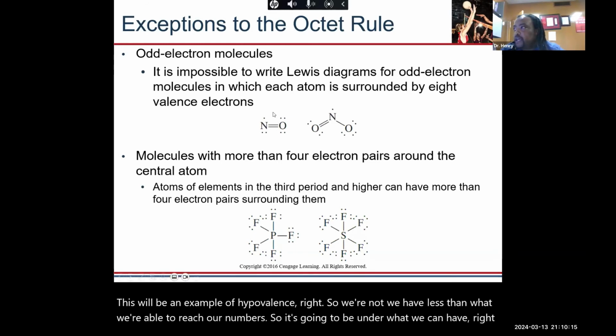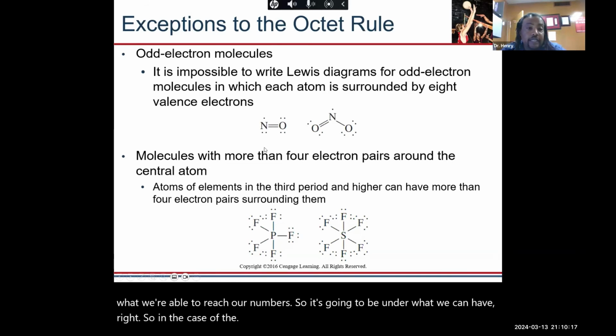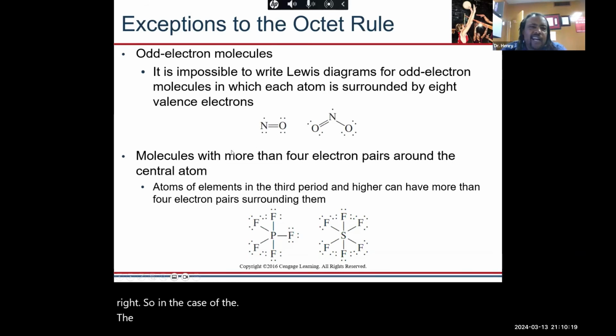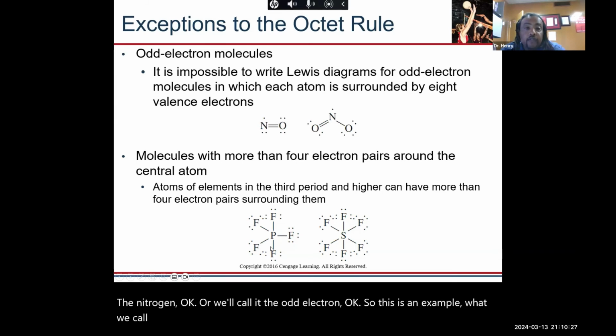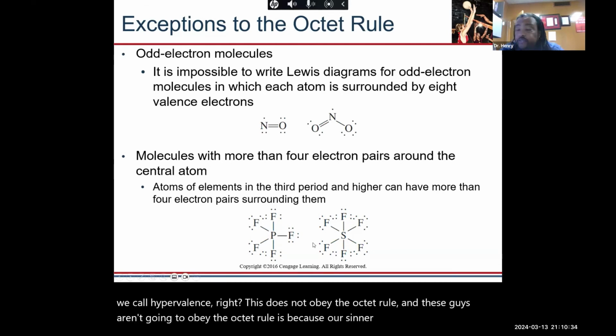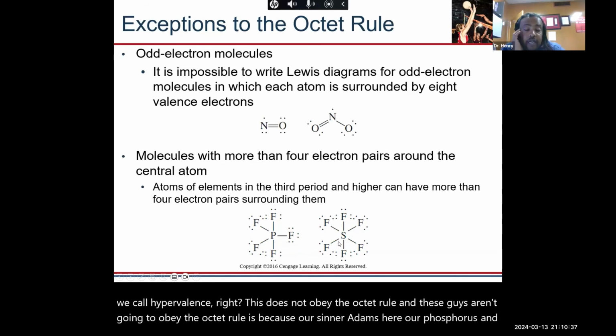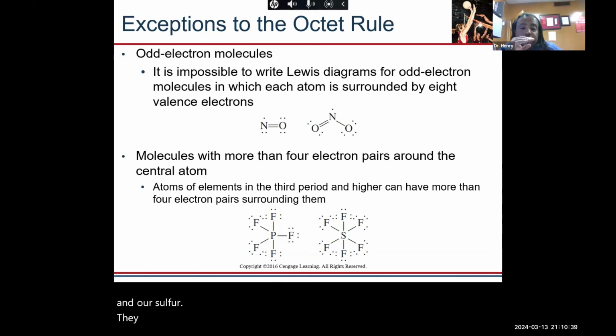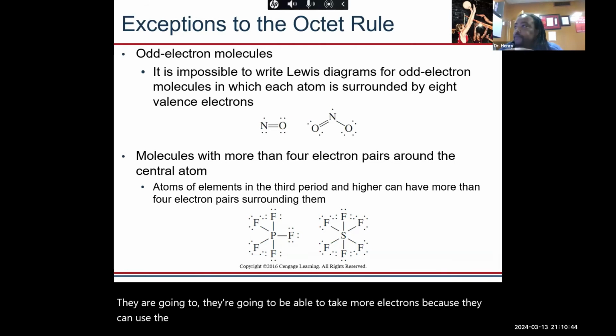So in the case of the nitrogen, we'll call it the odd electron. This is an example of what we call hypervalence, right? This does not obey the octet rule, and these aren't going to obey the octet rule because our center atoms here, our phosphorus and our sulfur, are going to be able to take more electrons because they can use the 3D orbital. So anything in the periodic table again.